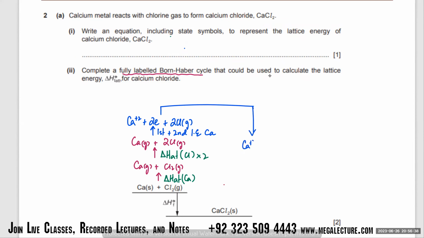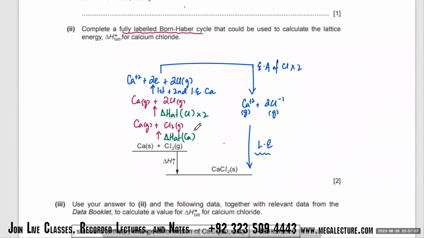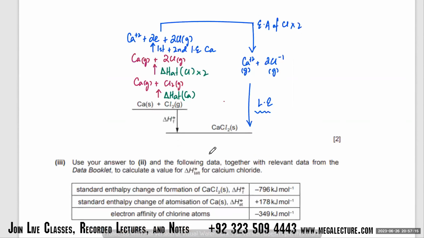Calcium is already 2+. The 2 Cls have now gained the 2 electrons, so it's becoming 2 Cl minus. This is the electron affinity of Cl times 2. And then finally, you've got your lattice energy. Make sure you get the moles right. The electron affinity of Cl has to be multiplied by 2. That's fine. Everything is fine.